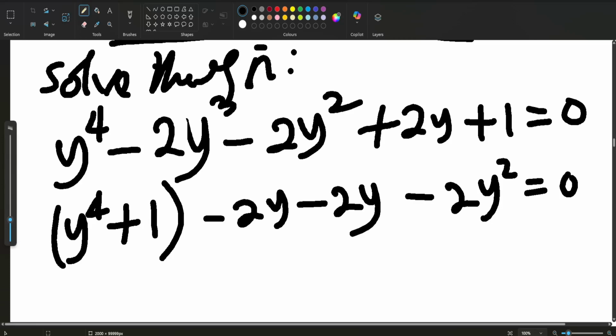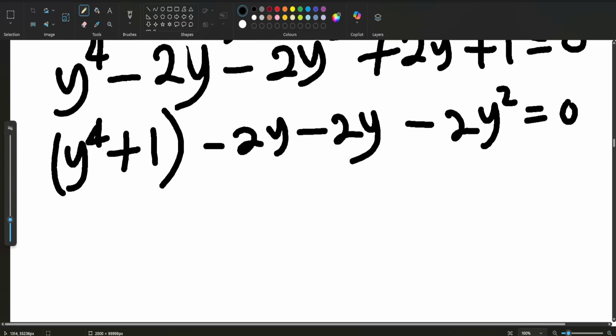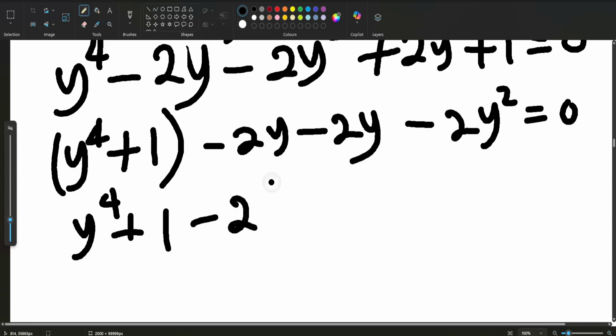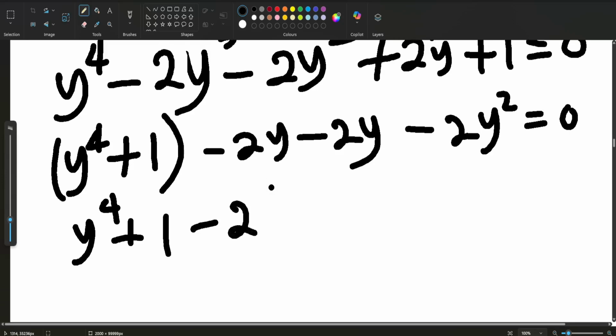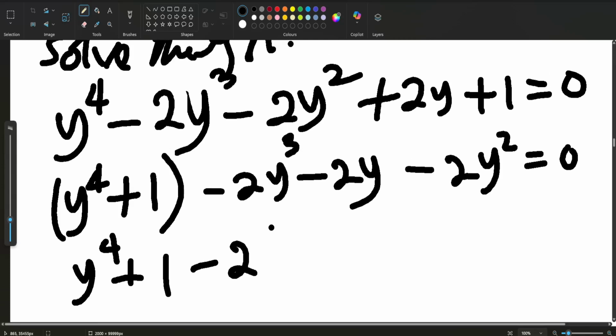So after that, we'll now factorize this. So this y raised to power 4 plus 1, and this is going to be, -2 is common. Bring it out. Don't forget that this one is raised to power 3.